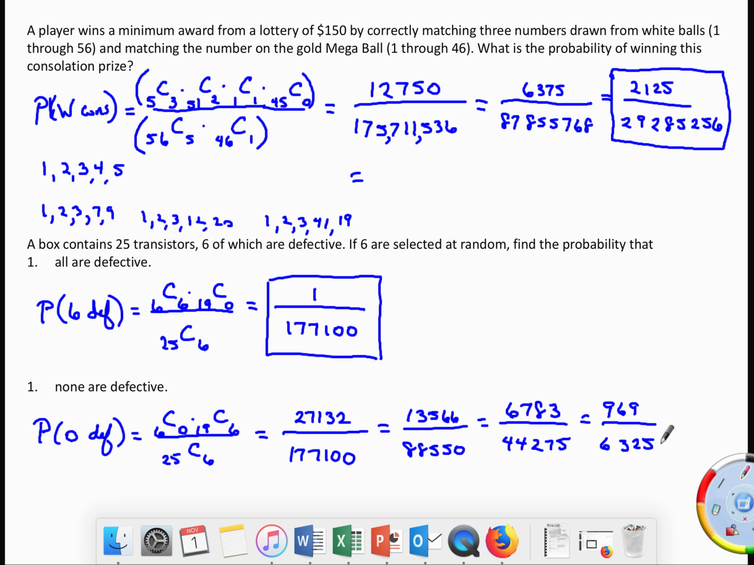Okay, maybe I better try 7 again. Nope, not divisible by 7. They're not divisible by 8, I can tell, or 9 because 3 didn't work. So maybe, what about 11? Okay, this one's divisible by 11. Oh, but the numerator's not. So once again, at this point, I'm just going to assume, hope, that that's completely simplified.